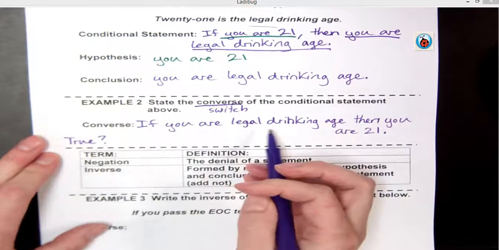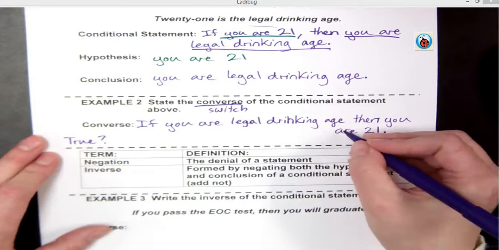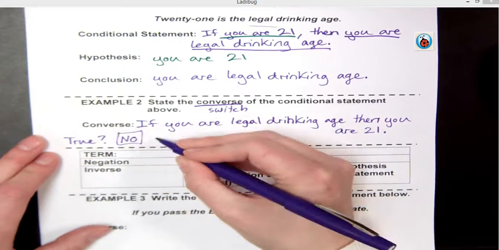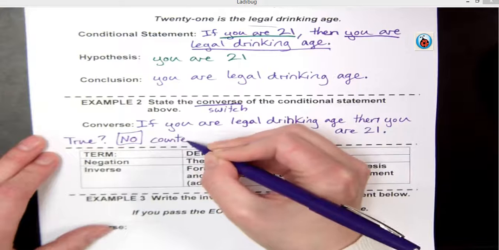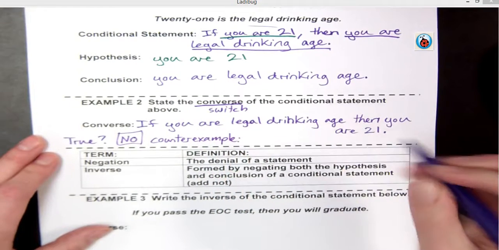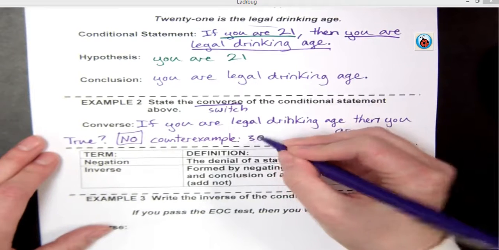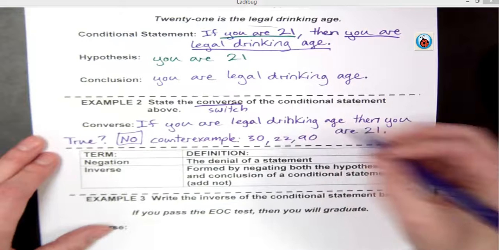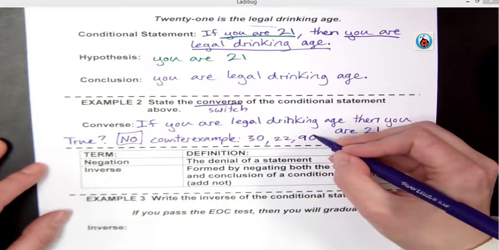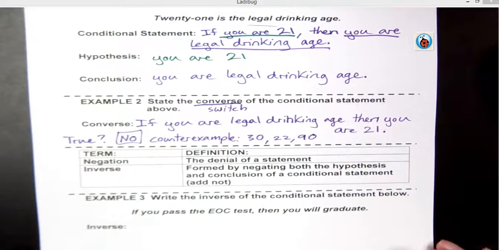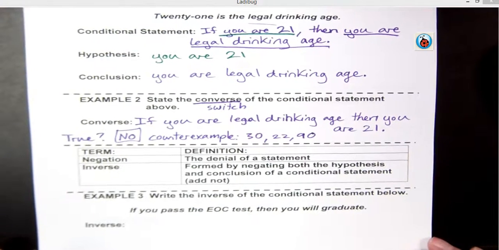Well, no. If you're legal drinking age, you can be any age, 21 or older. So we'd say no. The counterexample would be if you are 30, or 22, or 90. Any of those over 21 is technically over legal drinking age. So the converse of that statement is not always true.